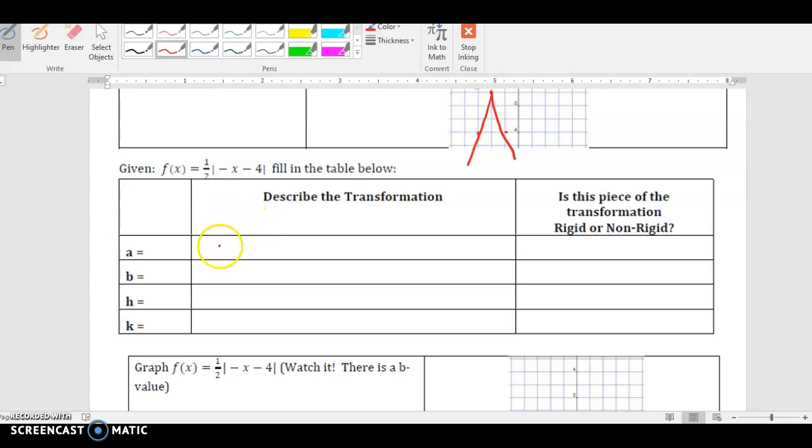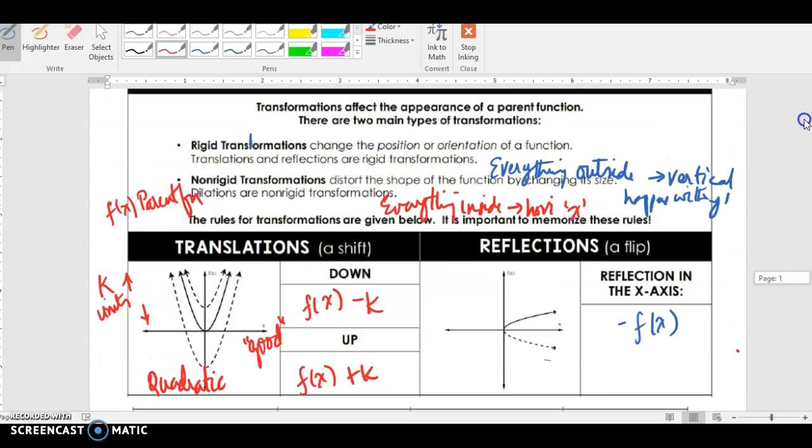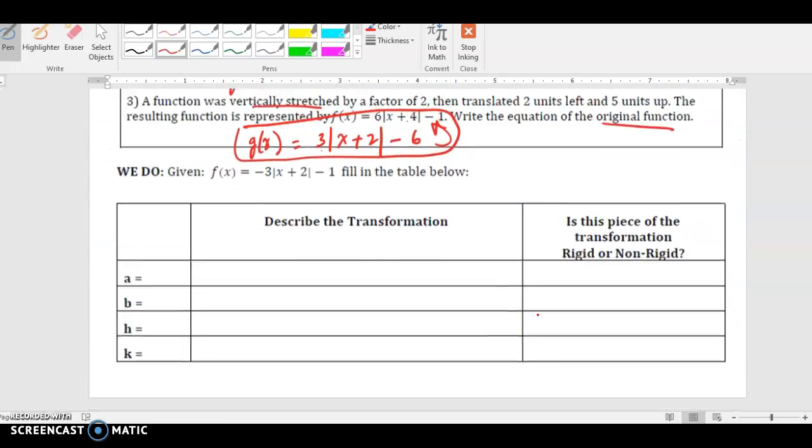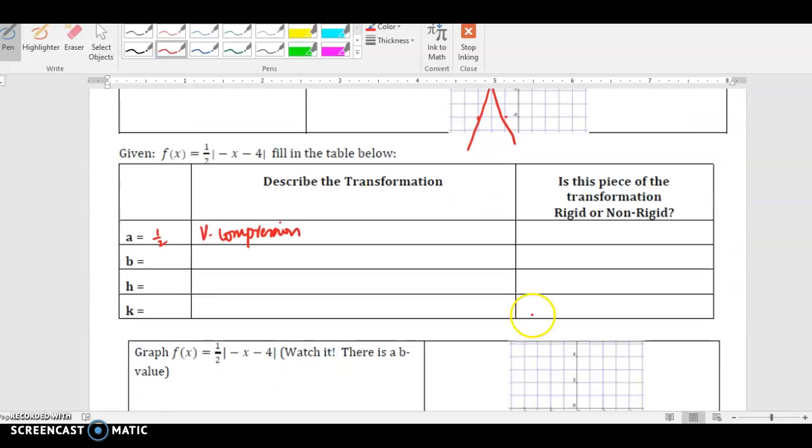Now describe the transformation. So what is A? A is half. So this is a vertical compression because it is between 0 and 1. So what did he say? Rigid or non-rigid? So let's go back. What is rigid and what is non-rigid? All dilations are non-rigid. Dilations are non-rigid. So all the stretch factors. So this is non-rigid.